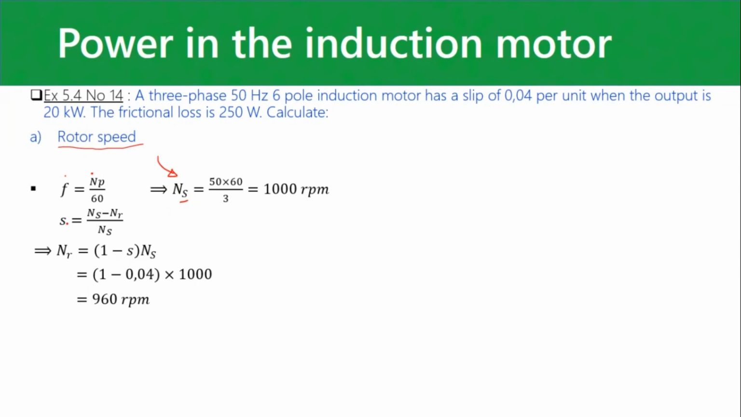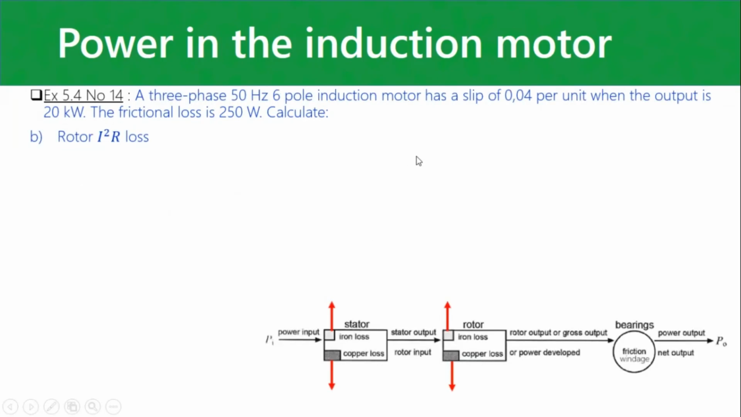So if we rearrange that, then NR is (1 minus S) times NS. See, S is always a little fraction, so it makes this thing always a little bit less than that. Otherwise, it won't work. Okay, so there we have the rotor speed. Now let's do this energy flow.